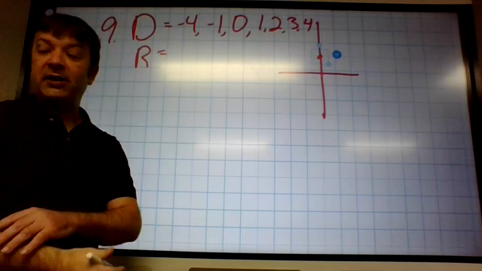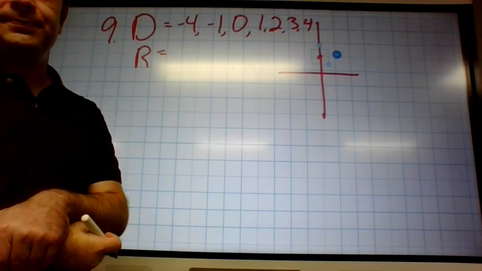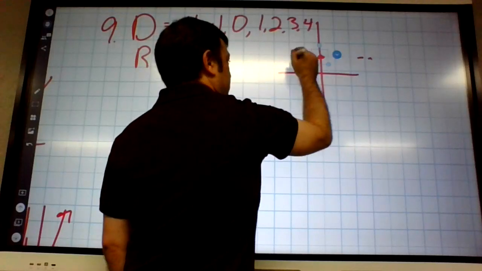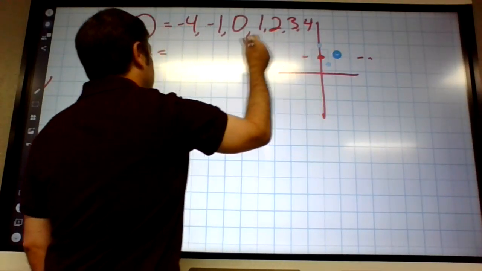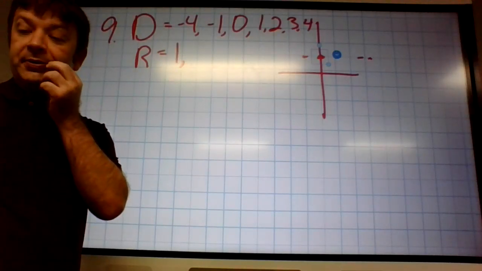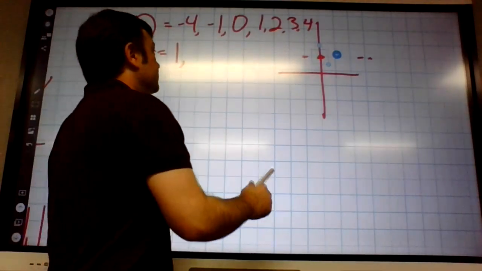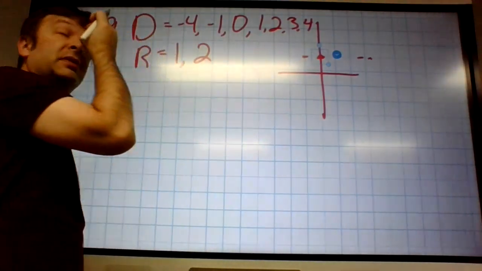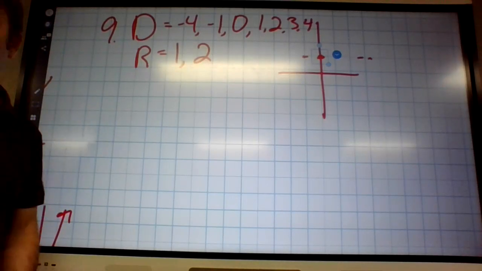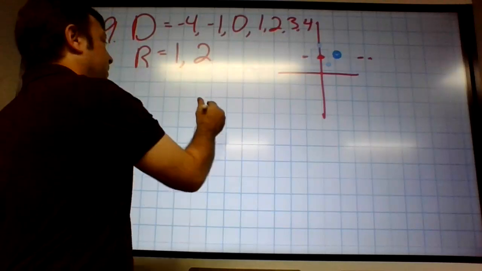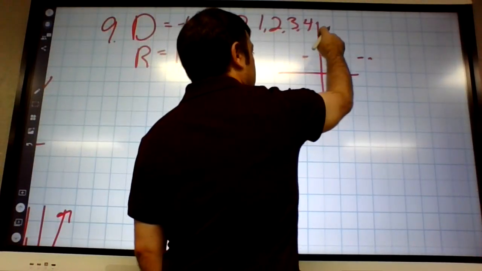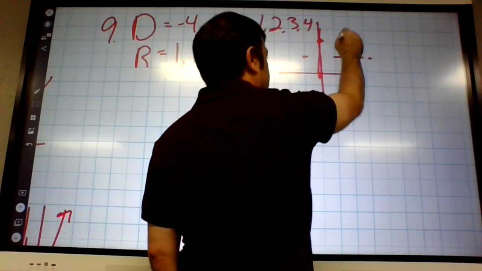Okay, and then the range is the y values. What's the lowest y value on number 9? 1. There's a bunch of points on this line, but they have a y value of 1. And then the highest y value, 2. And that's all. It doesn't matter that they repeat. Is it a function? Yes. It passes the vertical line test. There are no points on top of each other. So it's all good.